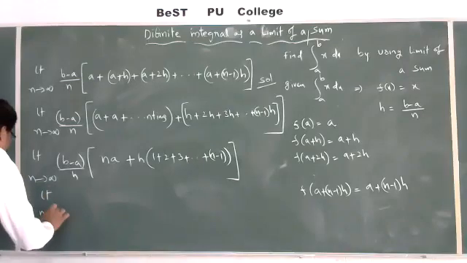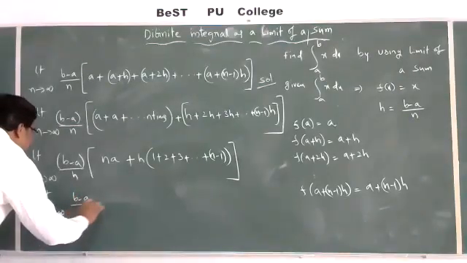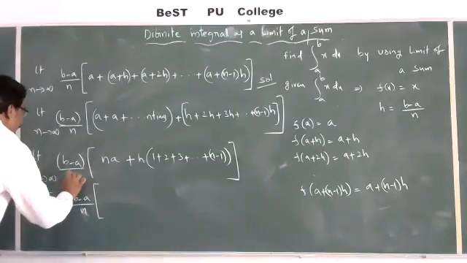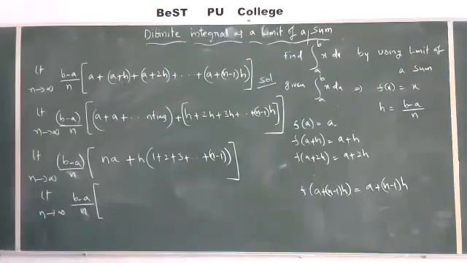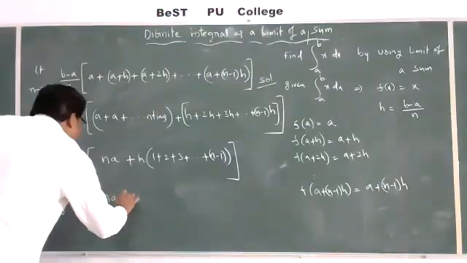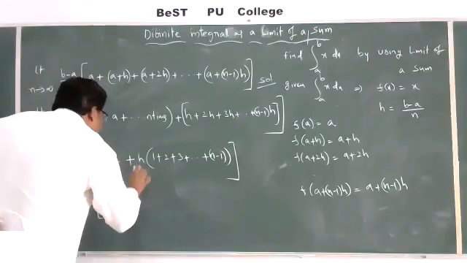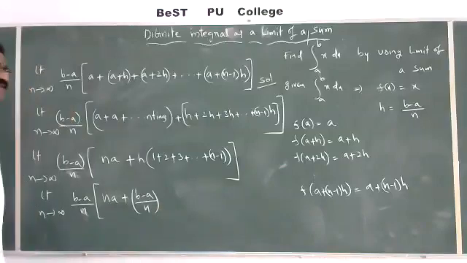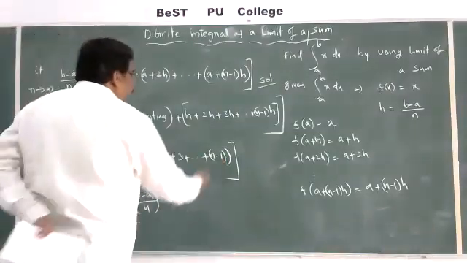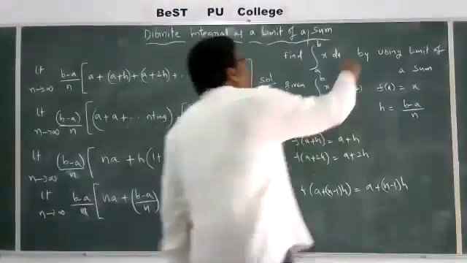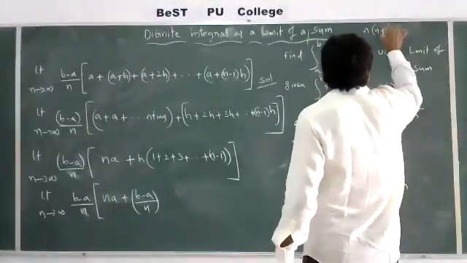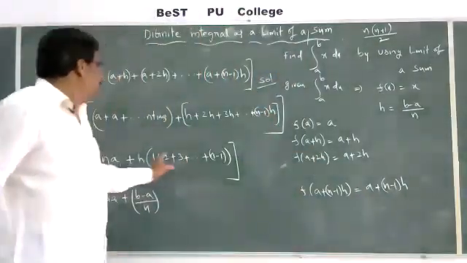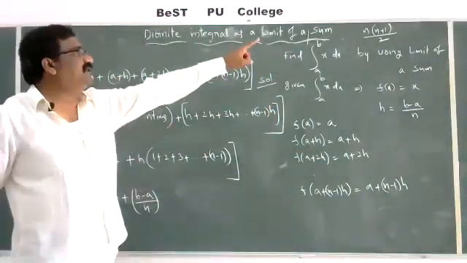That is limit n tends to infinity, b minus a by n into na plus h into the sum. Here h is b minus a by n, so substitute again. This is the sum of n minus 1 terms. The sum of the first n natural numbers is n into n plus 1 by 2.